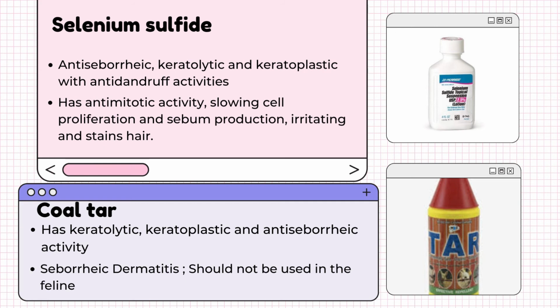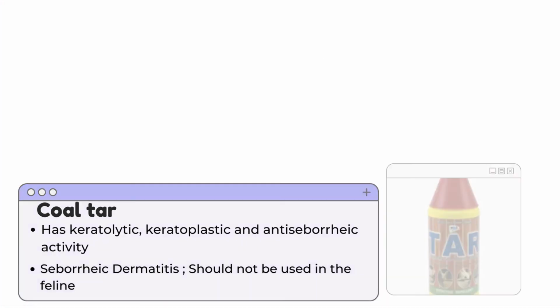This ingredient is well tolerated by dogs but should not be used on cats. Coal tar. It has keratolytic as well as keratoplastic and anti-seborrheic activity. Coal tar products should not be used in felines due to frequent irritant reactions and increased risk of toxicity.